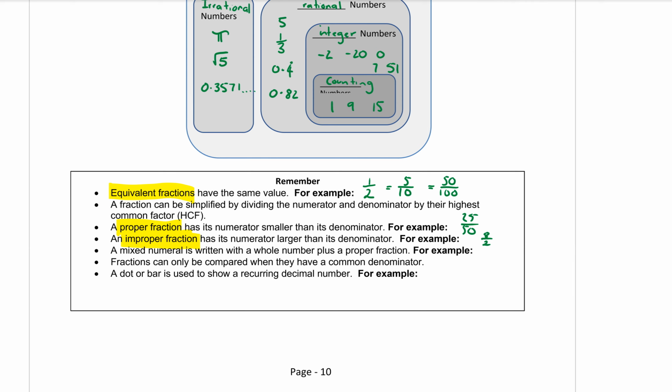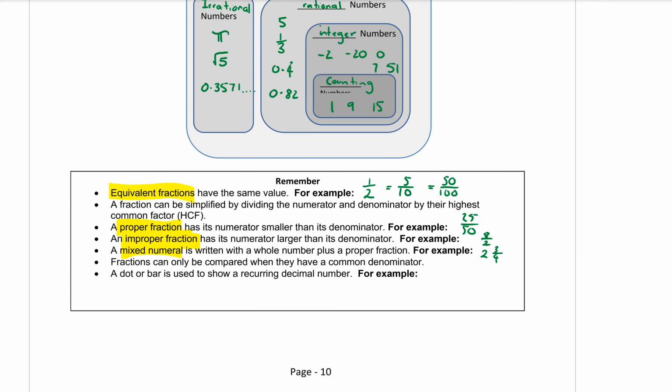And then we have the ones that are mixed numerals. Anytime you have an improper fraction, you can turn it into a mixed numeral. They are the ones where you have a number out the front of your fraction. So, for example, something like 2 and 3/4. So I have 2 wholes, and then I have 3/4 of a fraction as well. That's called a mixed numeral. Fractions can be compared only when they have the same denominator. And the last dot point, a dot or a bar is used to show a recurring decimal number.